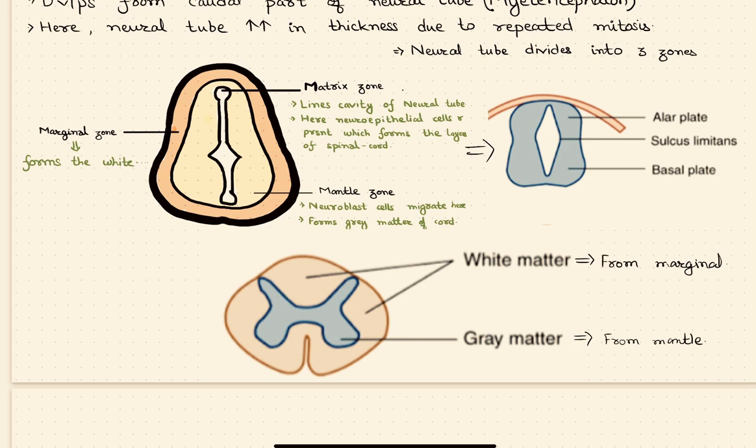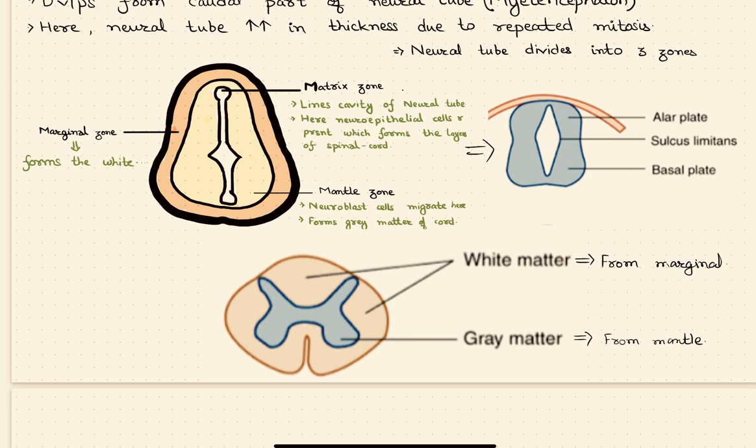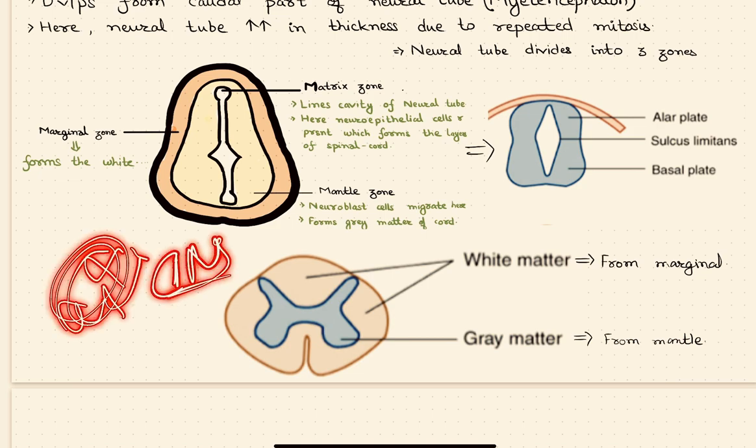Now you will ask, what are gray matter and white matter? Gray matter is nothing but the accumulation of cell bodies, and white matter is the accumulation of axons. An accumulation of cell bodies in the PNS is known as ganglia, and in the CNS it is known as nuclei.